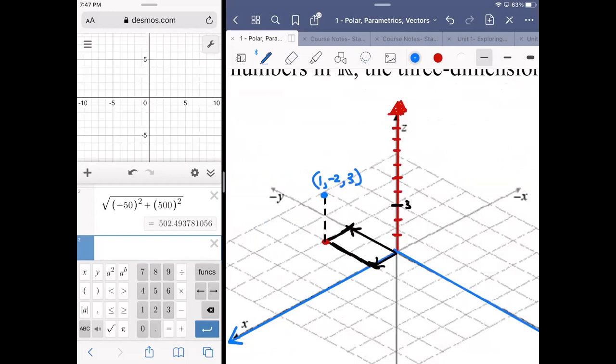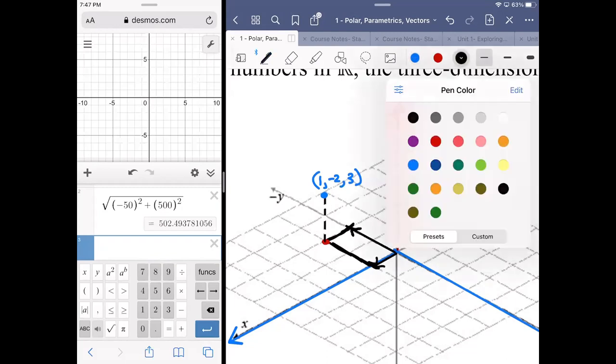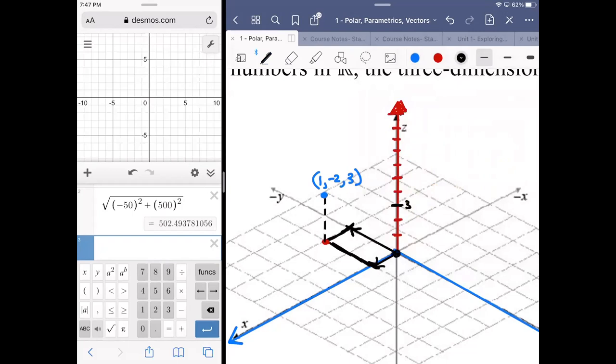If I wanted to create a vector, the diagram gets a little messier because then I'd have to draw a ray coming from the origin. So it would have to come from the origin here and extend to that point in space. So this is what the vector (1, -2, 3) would look like. All right, so it's floating in space.